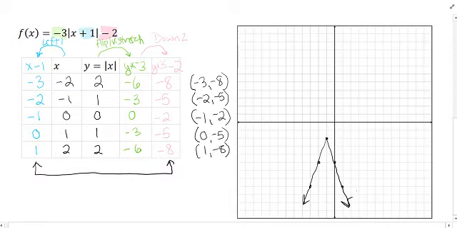And that's how we find points of accuracy on transformed functions.